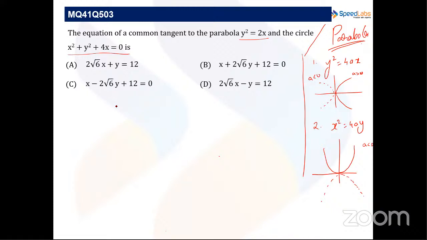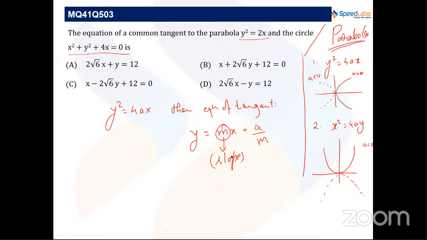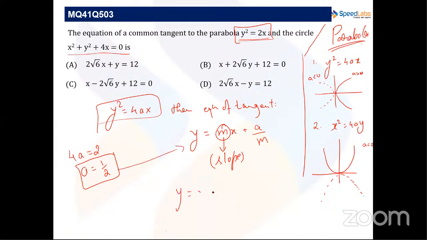So for the parabola, if you are having the equation y square equals 4ax, then the equation of tangent is given by y equals mx plus a by m. Now see, here m is the slope. If you compare this equation and this equation, then you will get 4a equals 2, so a will be equal to 1 by 2. So our equation of tangent will be y equals mx plus 1 upon 2m. Now this is the equation of tangent to the parabola.